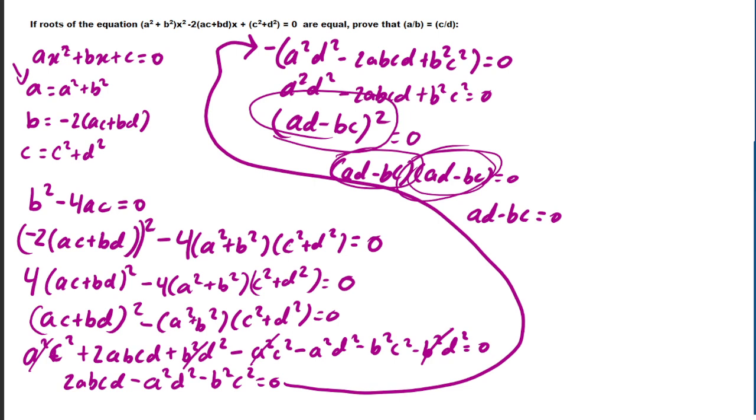And if we rearrange it, we get ad equals bc. And if we cross divide, we get a over b equals c over d, which is exactly what the problem states. So that is why in this question, a over b will equal c over d.